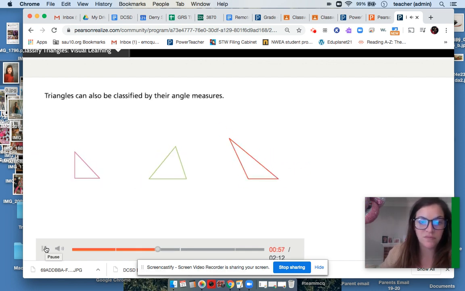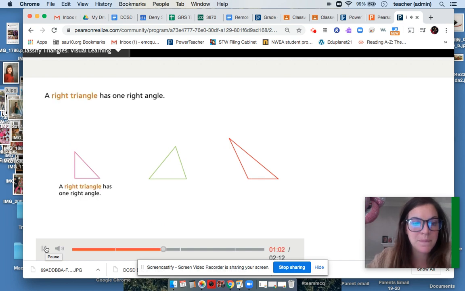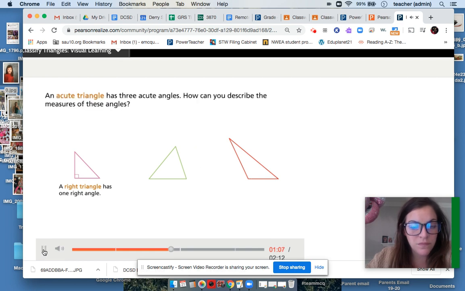Triangles can also be classified by their angle measures. A right triangle has one right angle. An acute triangle. And you can see right here, that shows you that it's a right triangle. That means this angle here is exactly 90 degrees. It has to have one. An acute triangle has three acute angles. How can you describe the measures of these angles? So that means every single one of these angles is less than 90 degrees.